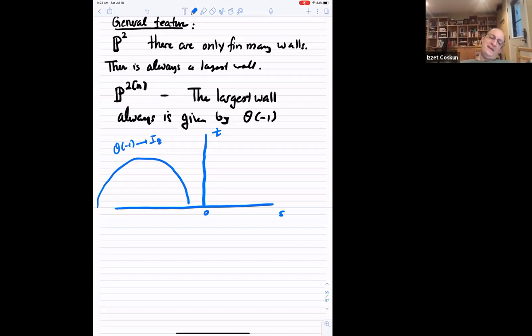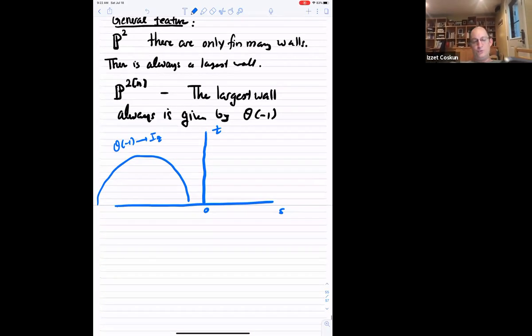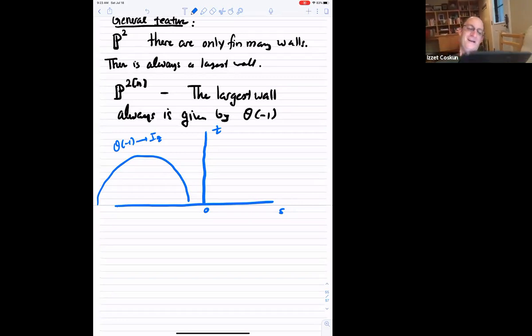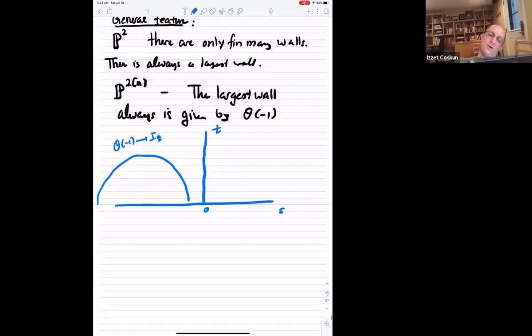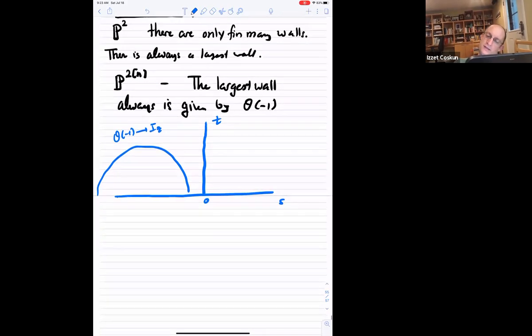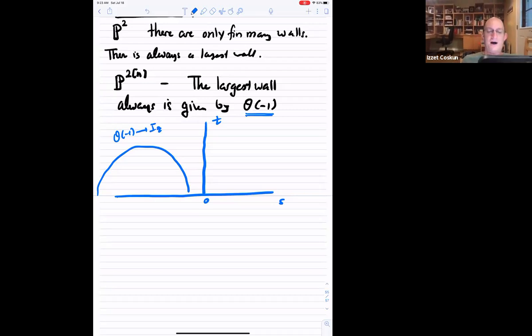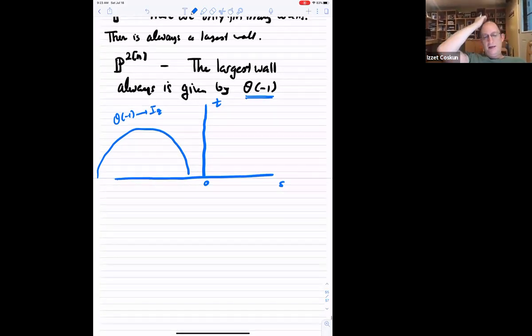So what does that mean? Let's reinterpret what that means. Now, there's a question about how you prove this, so maybe I'll describe a little bit how you prove this. But since I told you there are finitely many walls and they are all nested semicircles, there has to be a largest one. And I'm claiming that for the Hilbert scheme of points in P2, the largest one is always given by O of minus 1. So let's interpret this in terms of our description of the ample cone, and you'll see that it will match what we had before.